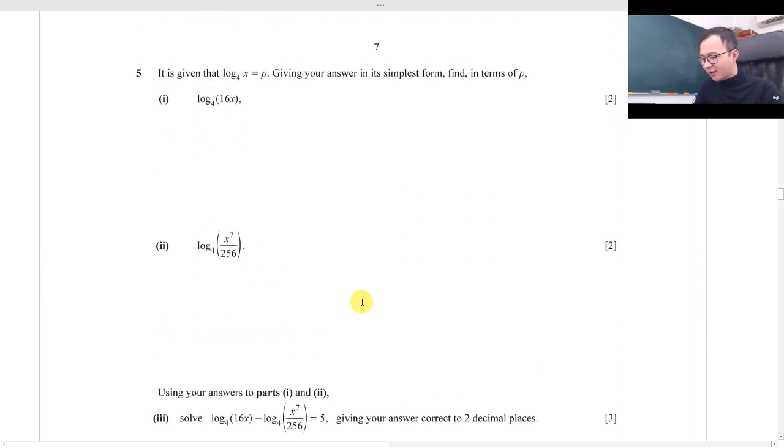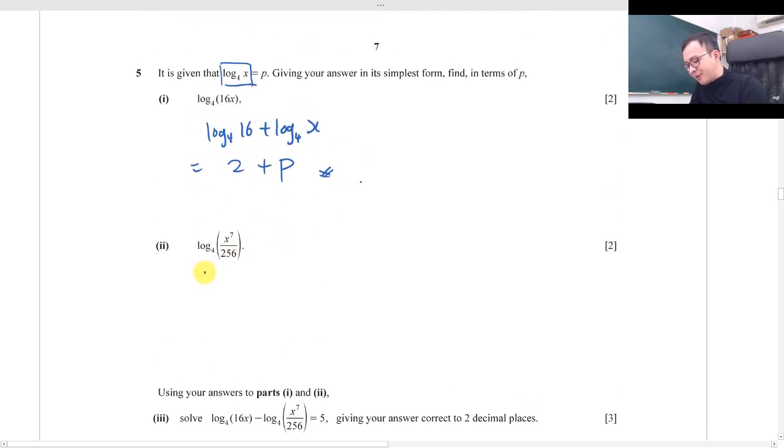Alright, number 5 is a log question over here. Give your answer in terms of p. So I need to make my answer have this thing. So this is log 4 16 plus log 4 x, because multiply, we expand, it becomes plus. Log 4 16 is 2, plus p. Alright, quite simple. And then this one, divide means minus, right?